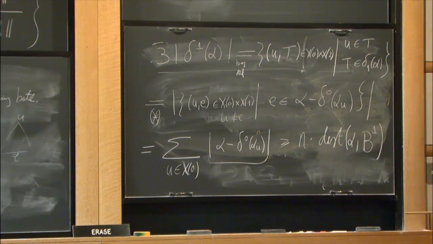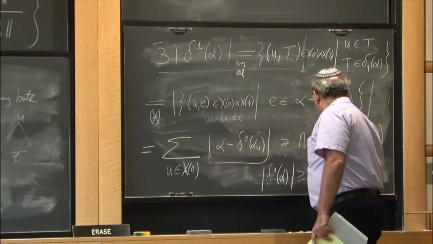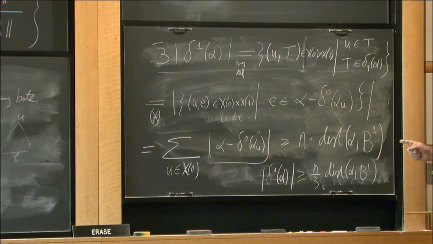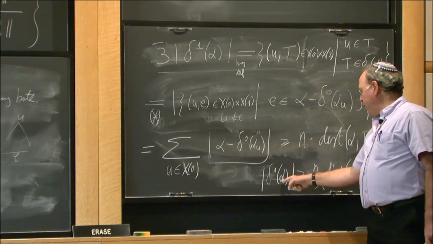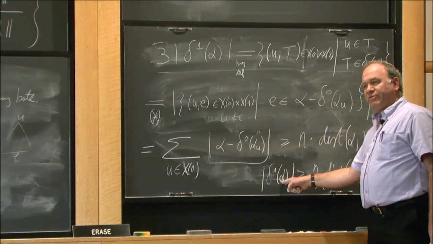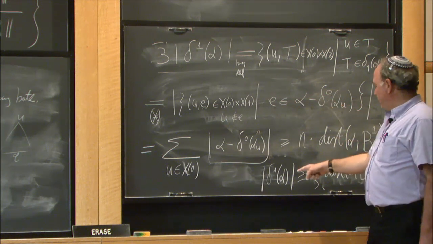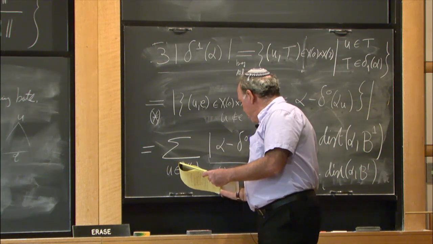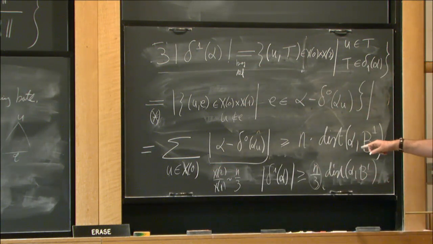So what do we get all together? We got that the size of delta 1 of alpha is at least n over 3 times the distance of alpha from B1. And now if you normalize, here you have to normalize like you normalize triangles, which is kind of dividing by (d plus 1) over 2. Anyway, the crucial thing is that X2 over X1 is approximately n over 3, and therefore, if you normalize correctly, this becomes 1. And you get what we wanted to prove.